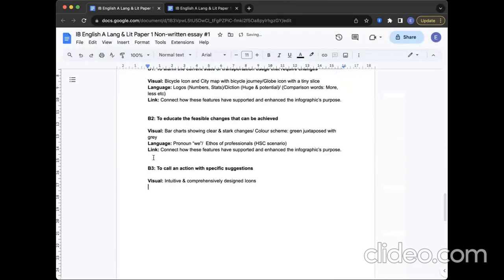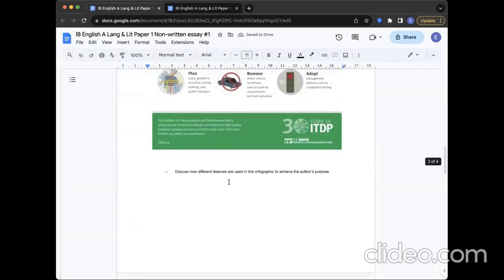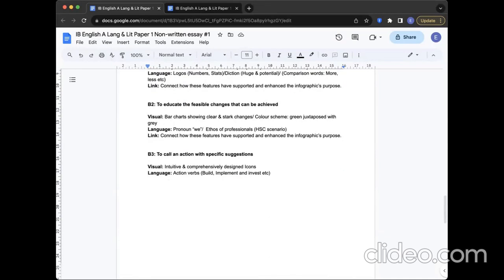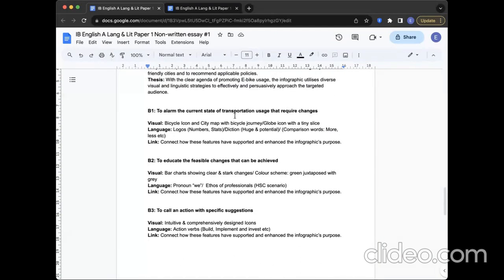So the visual is here, and I already just said it, but even for the language evidence, I can say the suggestions, the solutions are given with very active verbs: build, implement, invest, adopt, remove, plan, and so on. Yeah, and then finish this one again with rephrasing the purpose. Main body plannings are done. Then how about a conclusion?